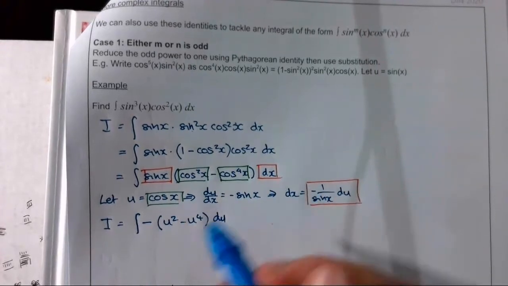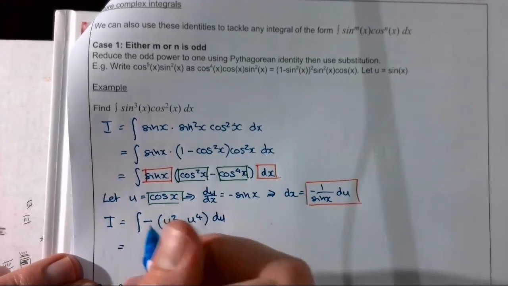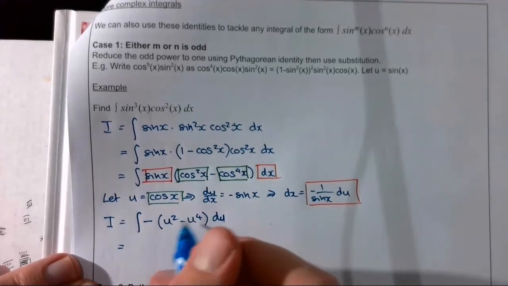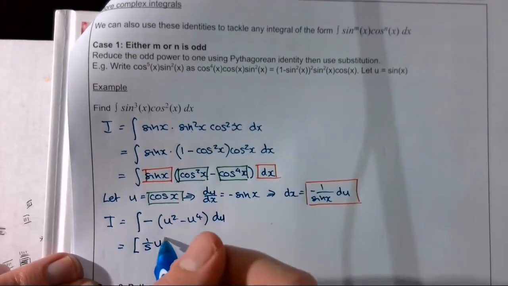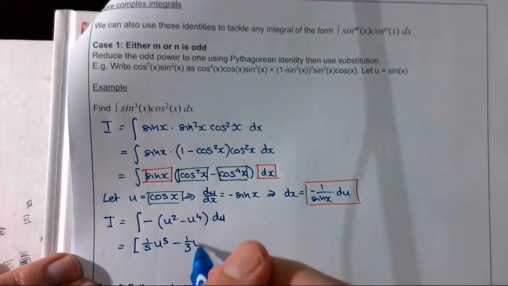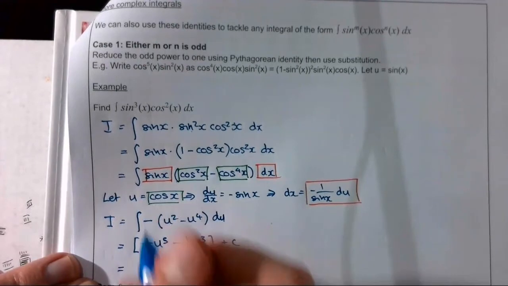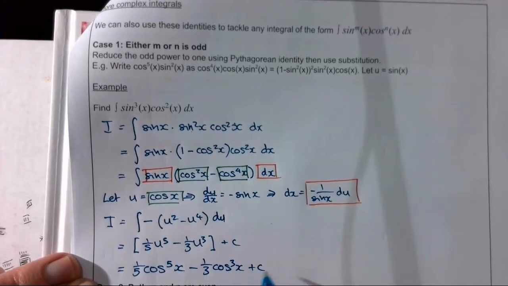I've still got the minus sign from here, but really this integral is just, if we bring the minus sign in, u to the power 4 minus u squared. So if I integrate that, it's going to be a fifth u to the power 5 minus a third u to the power 3 plus c. And then if I substitute back in for u, my final answer is going to be 1/5 cos to the power 5 x minus 1/3 cos to the power 3 x plus c. And we're done.